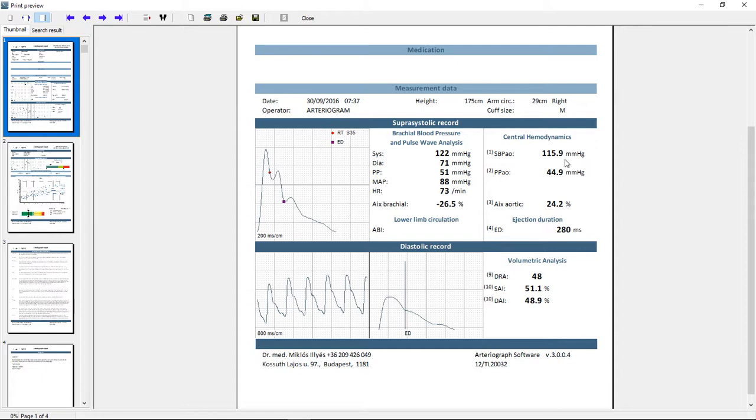Basically, the systolic blood pressure of the aorta, as I have said, is always physiologically lower than the peripheral brachial blood pressure. This is very important to know because in case of increasing central blood pressure, there will be increased cardiac afterload. Thus, there is a very big chance to develop vascular hypertrophy and left ventricular hypertrophy as well.